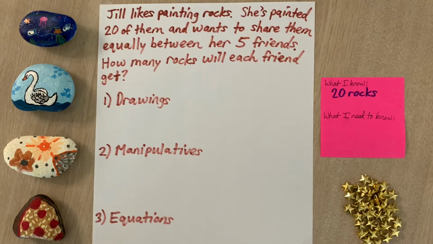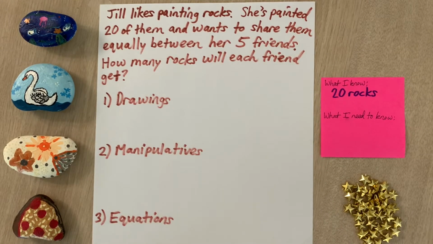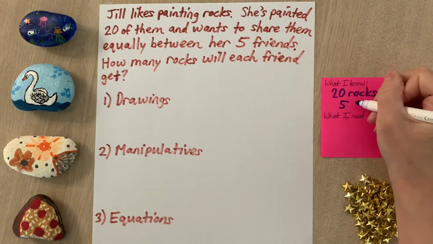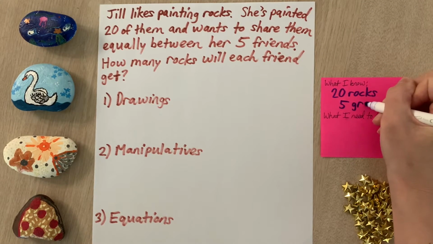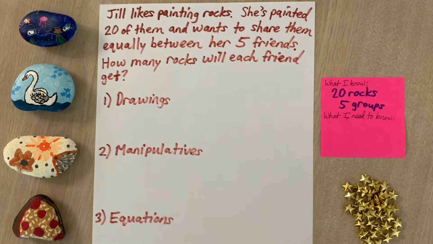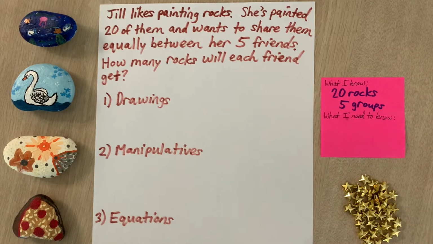What other information might be important? Well, 5 friends could be important because Jill wants to share her rocks between her 5 friends. So that's kind of like the number of groups that we're going to have. So I'm going to write groups. You could write friends too. That also works. So she's going to split 20 rocks between her 5 friends, or between 5 groups. Now, what do we need to know to solve for this?